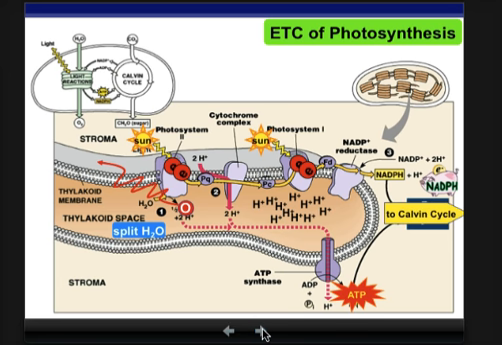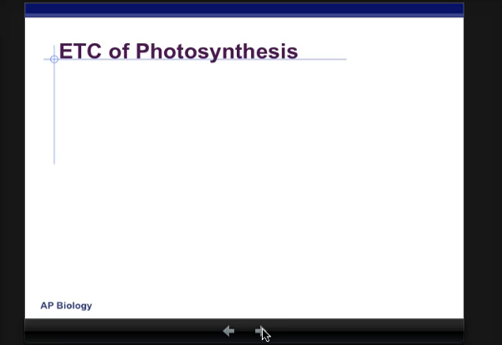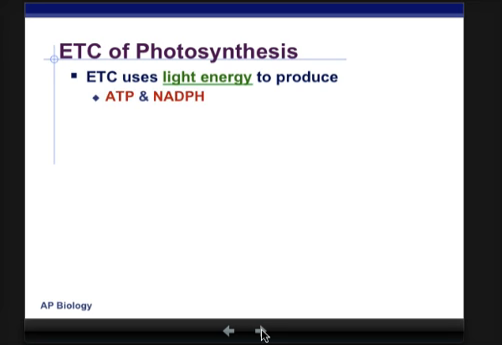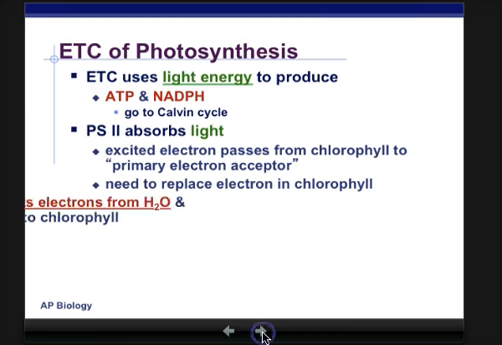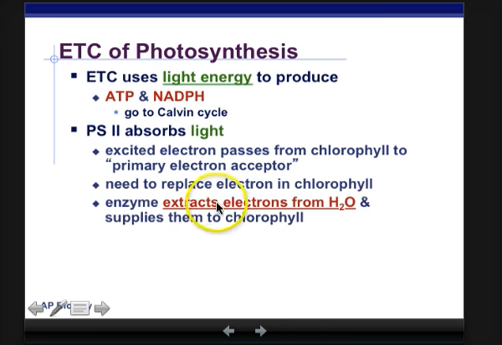All right, and here's our summary slide. This is the one you should definitely pause and jot down if you've totally lost. Okay, the electron transport chain of photosynthesis uses light energy to produce NADPH and ATP to go to the Calvin cycle. Photosystem 2 absorbs light. An excited electron passes from chlorophyll A to the primary electron acceptor. Right, we have to replace that electron in chlorophyll. There's that powerful drive. And an enzyme extracts electrons, excuse me, from water and supplies them to chlorophyll.